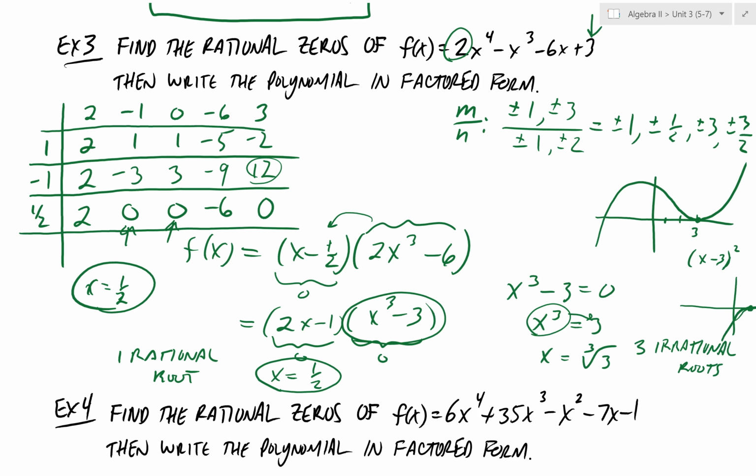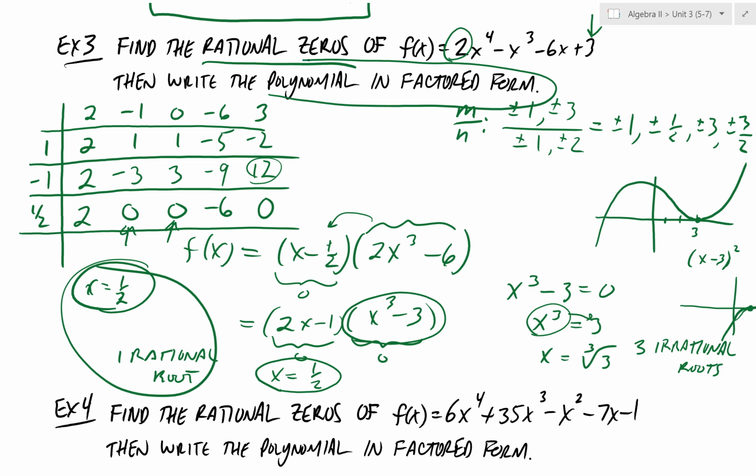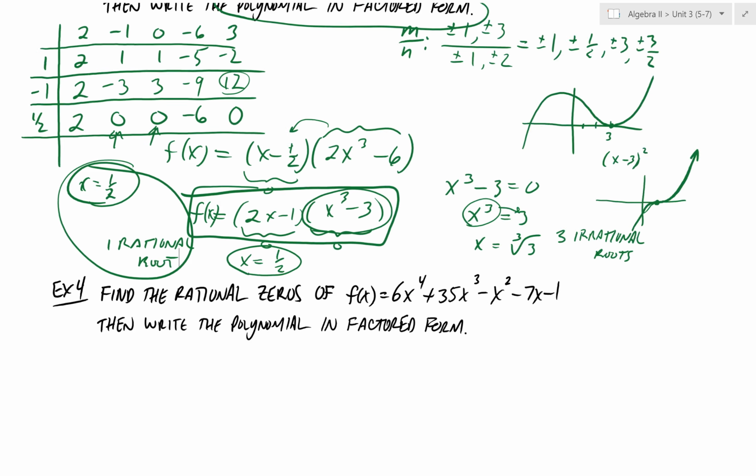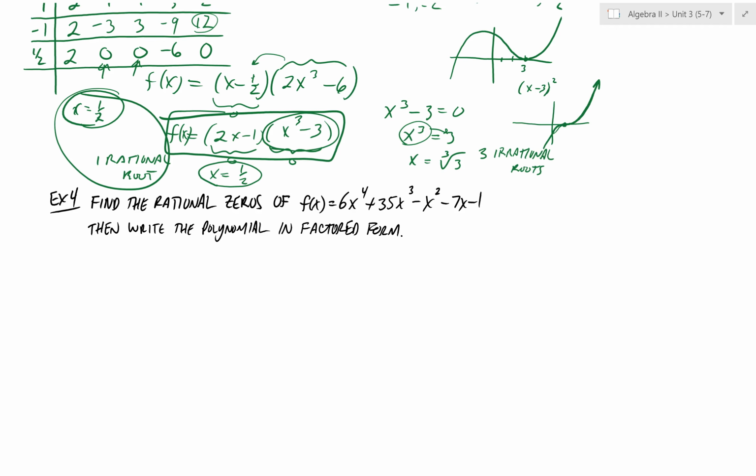The question was just asking you to find the rational zeros. We found that there's only one, and that's x equals 1/2. Writing the polynomial in factored form, we did that here. That's in fully factored form. Okay? Any questions on that one? Okay, one more for you to try.